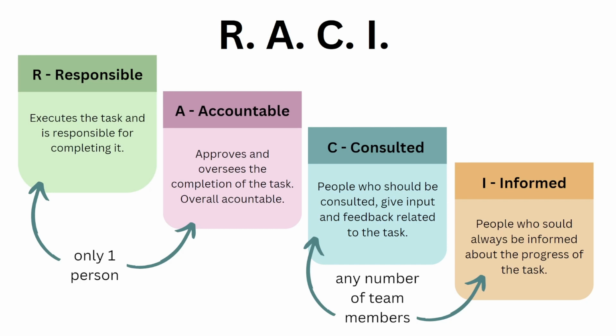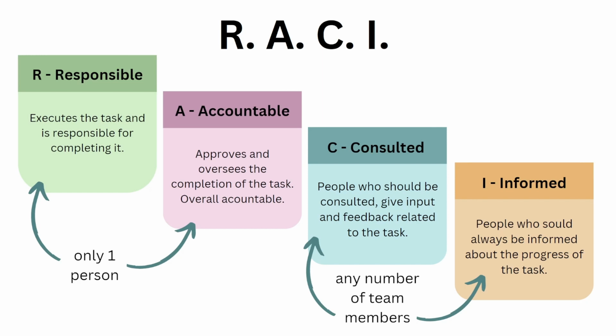A is the person who is accountable. In most cases, the person accountable is the manager of the person responsible. The person who is accountable is the one who approves and oversees the whole task execution and completion, and he will stand accountable if something goes wrong.